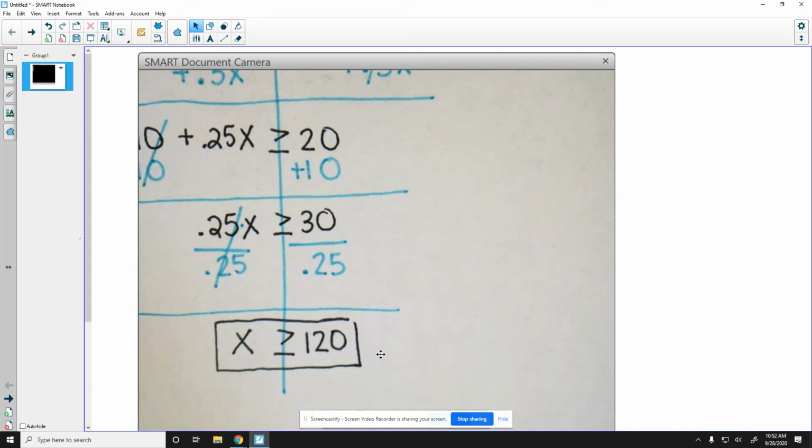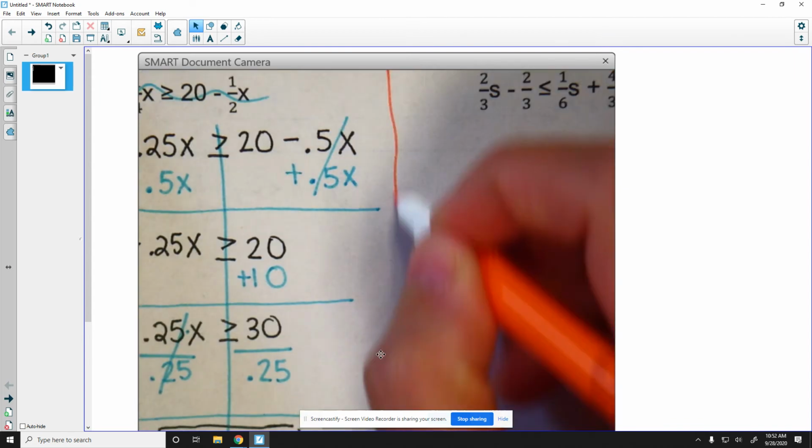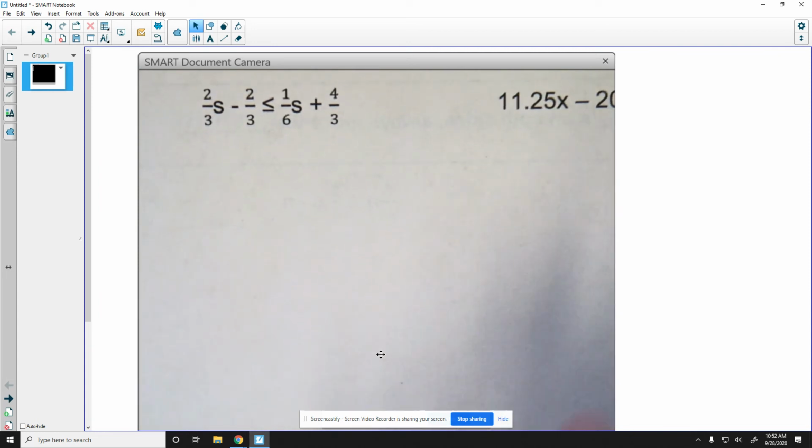Okay. So let's just do the one right next door since we're already on the back side. So let's do this one. If you are online, please write this problem on a separate sheet of paper. 2/3 S. If you hate S's and your S's look like 5s, then let's just write X. It honestly doesn't matter. Minus 2/3 is less than or equal to 1/6 S plus 4/3. This is a good one. This is a very juicy one. Yes. All right.